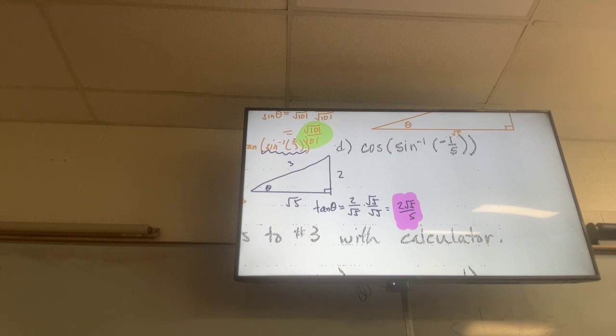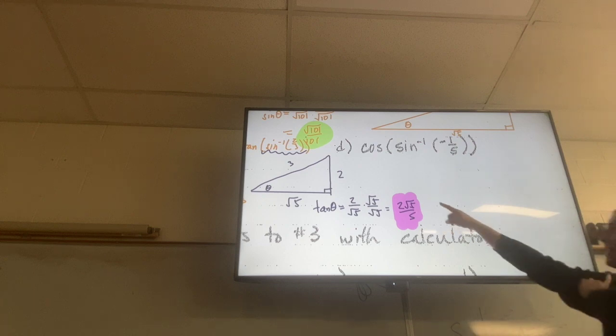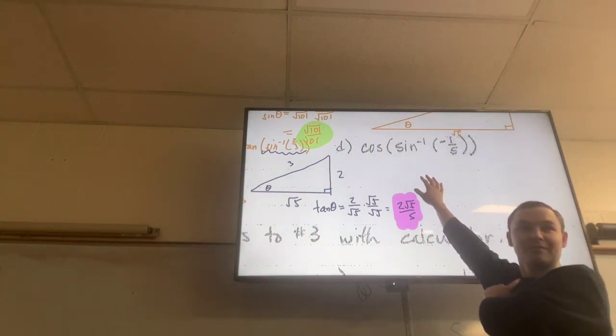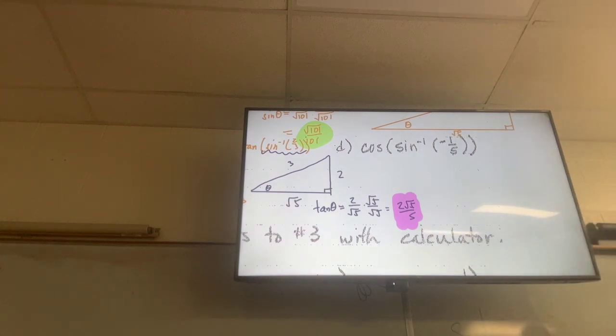I'm not sure how much mathematical detail I should give, but when you're taking an inverse trig angle, your answers are always going to be in one of these two quadrants. Okay? When you do an inverse trig, I can explain it to you at office hours, but just to get the right answer, know that your answer is going to be in one of those two quadrants.